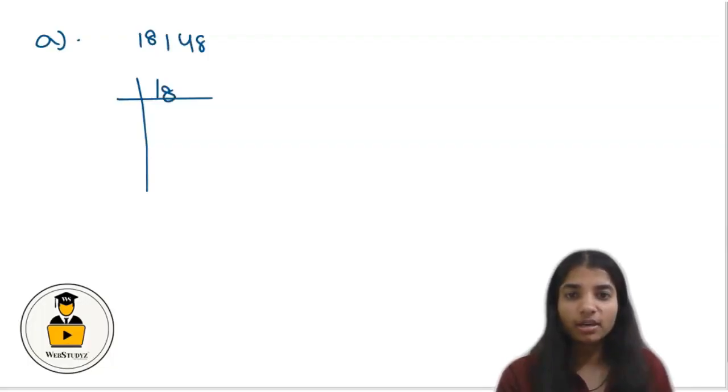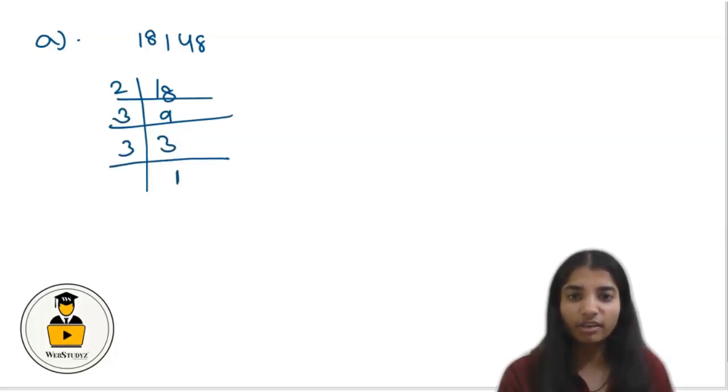So 18 is here. 18 can be divided by 2. When we divide 18 by 2, we get 9. Now 9 cannot be divided by 2, but it can be divided by 3. When we divide 9 by 3, we get 3. Again, when we divide 3 by 3, we get 1.